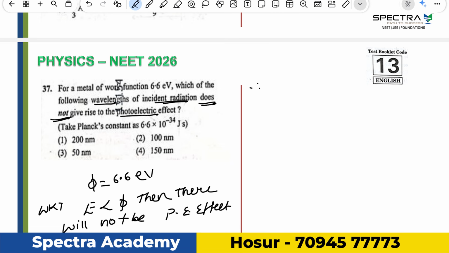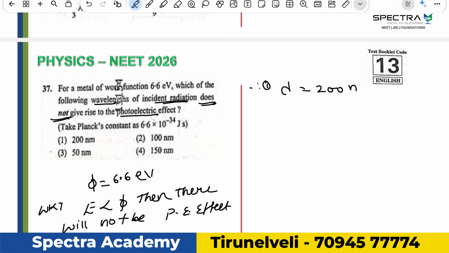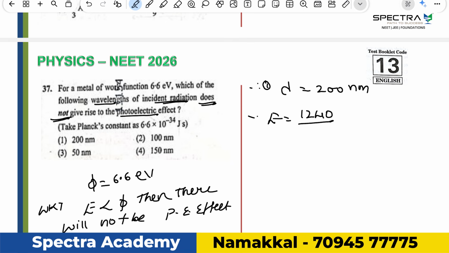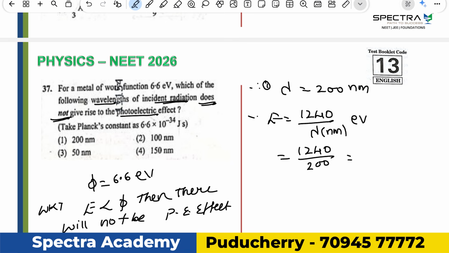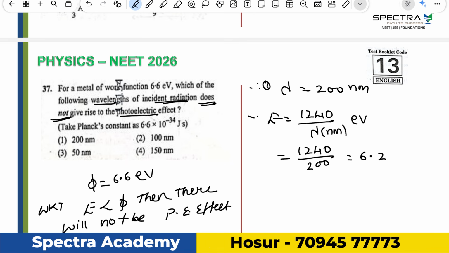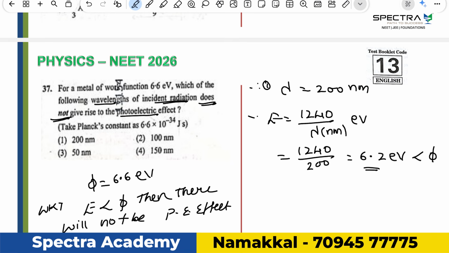So first of all, calculate the energy radiated by the wavelengths given in the options, by using the option verification technique. Let us say the first option, lambda is equal to 200 nanometer. Therefore, use the relation E is equal to 1240 divided by lambda, where lambda should be in nanometer. Directly we'll get it in electron volts. Whenever we check with the first option, that is 200, we will get 6.2 electron volt. Observe this value of the energy of the incident radiation: we are getting 6.2 electron volt. Therefore, it is less than the work function.